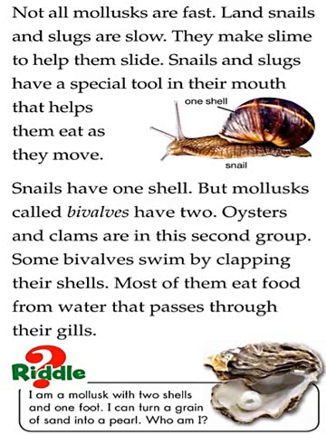Snails have one shell, but mollusks called bivalves have 2. Oysters and clams are in this second group. Some bivalves swim by clapping their shells. Most of them eat food from water that passes through their gills.